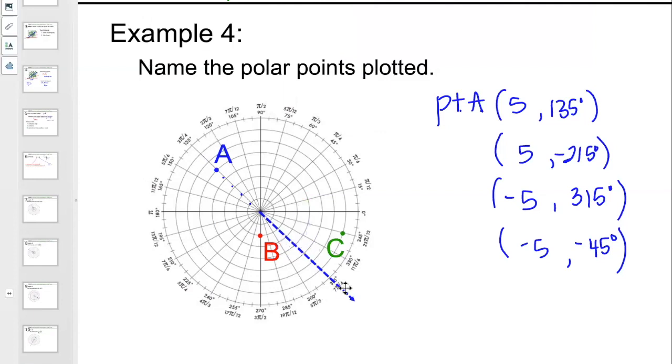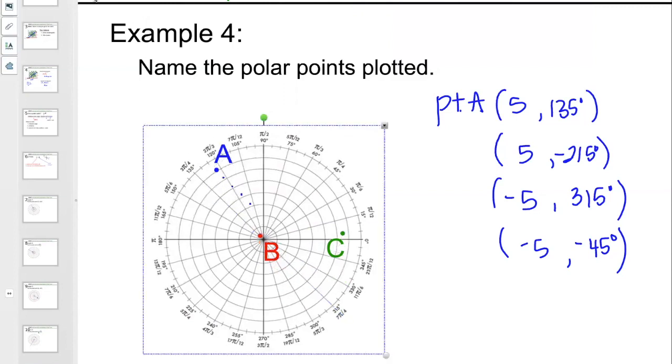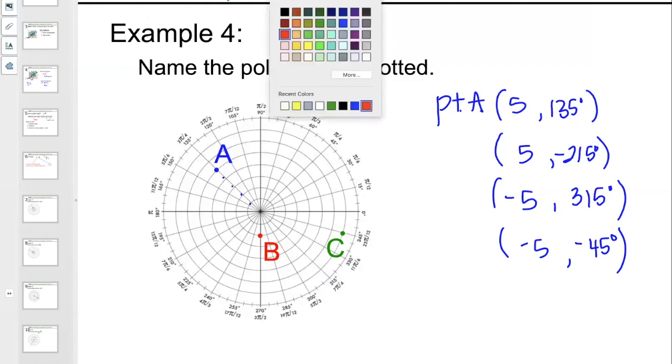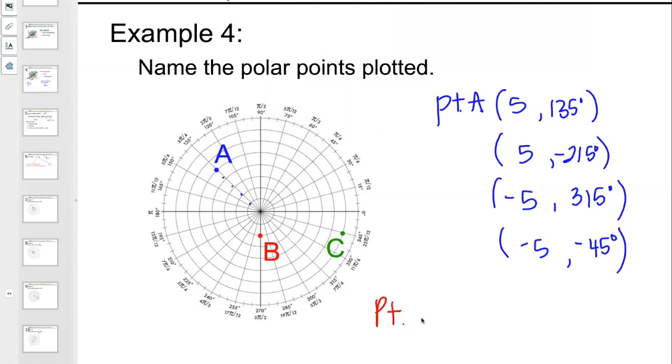So let's take a look at naming B. You figure out what angle B is at and how far away it is. So for point B, we are 1, 2 away from the origin, so our radius is 2. And then we are at the angle 270 degrees. Or again, you could get a bunch of different ones.